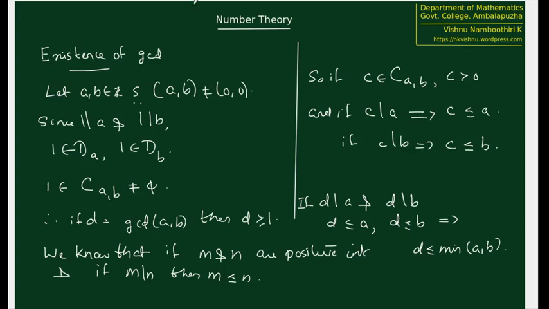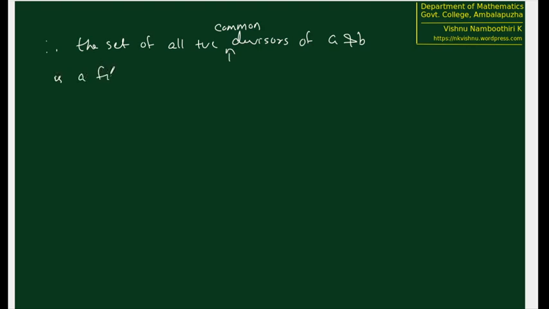Therefore, how many elements can there be at maximum? If we consider positive divisors, then the starting element is going to be 1. The next element can be something greater than 1, and the next element can be something greater than 1. So there can be at most a elements or b elements. So basically it's going to be a finite set. So C(a, b), the set of all positive common divisors of a and b, is a finite non-empty set. It's non-empty because 1 is definitely there.